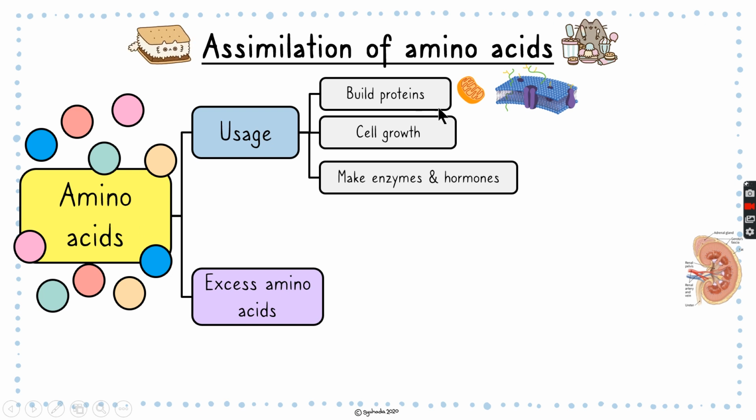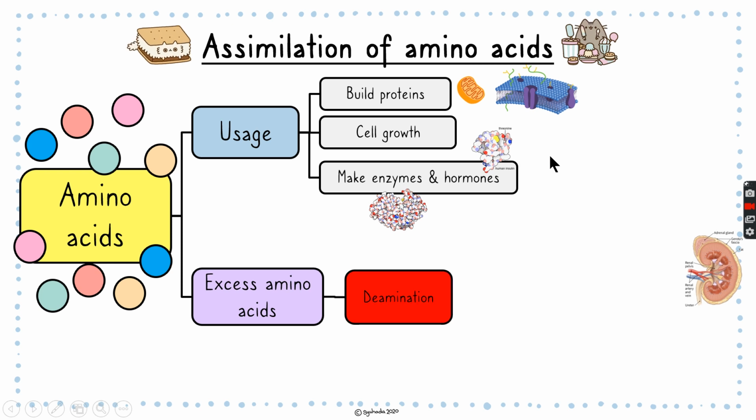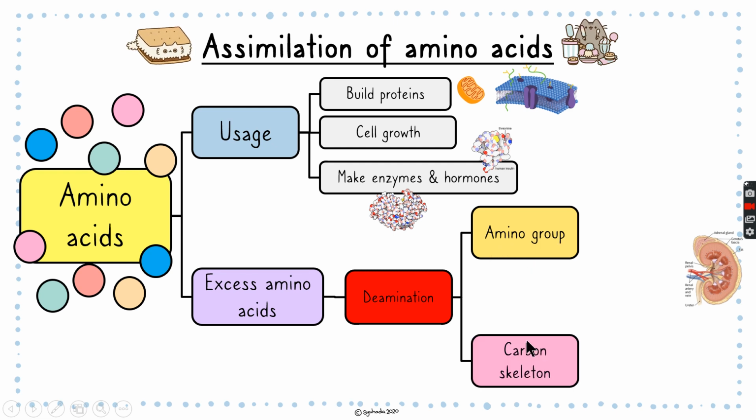Amino acids are also used to make enzymes and hormones, like your digestive enzymes and hormones like insulin. But if you have extra, then your liver will carry out a process called deamination. Your amino acids are going to be broken down into two groups. The first one is called the amino group, and the second one is the carbon skeleton.